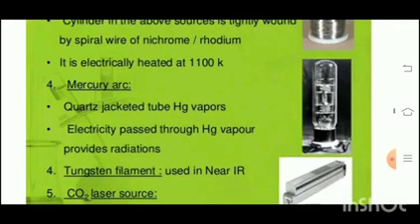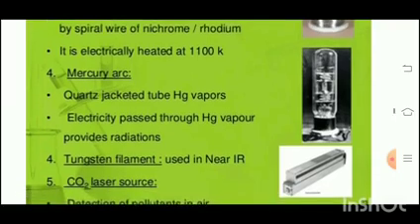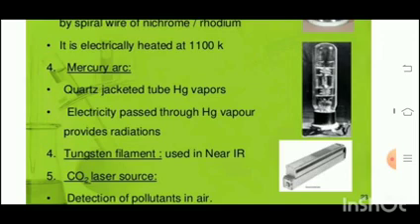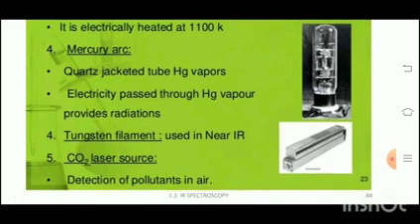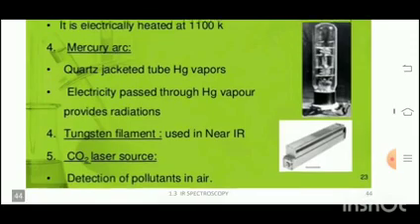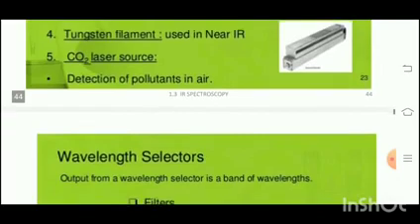And the fourth radiation source is the mercury arc lamp. The mercury arc lamp has a quartz jacket tube with mercury vapor inside. When electricity passes through the mercury vapor, it provides IR radiation. The fifth one is the tungsten filament, and the sixth one is the carbon dioxide laser source. While you are giving power supply, these also emit IR radiation in the mid-IR region.